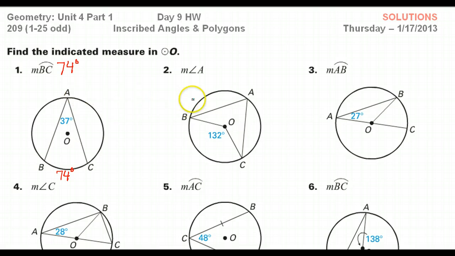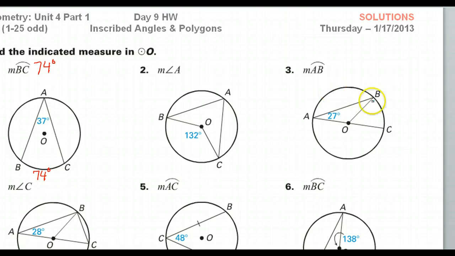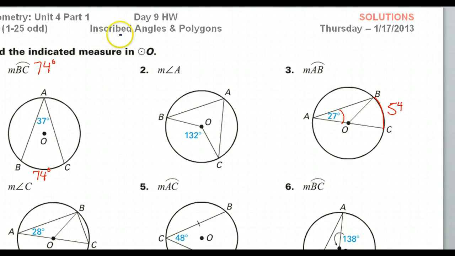All right, number 3, the measure of arc AB. Well, let's start with this inscribed angle. And again, the arc should be double. So arc BC should be double this. So that's going to be 54. Now let's use the fact that we have ourselves a diameter. This is a straight line, it's a diameter.